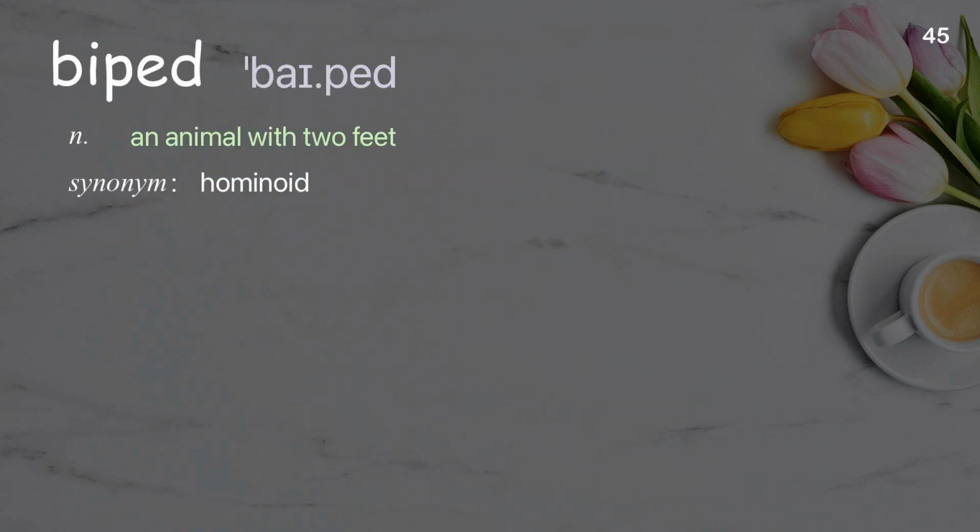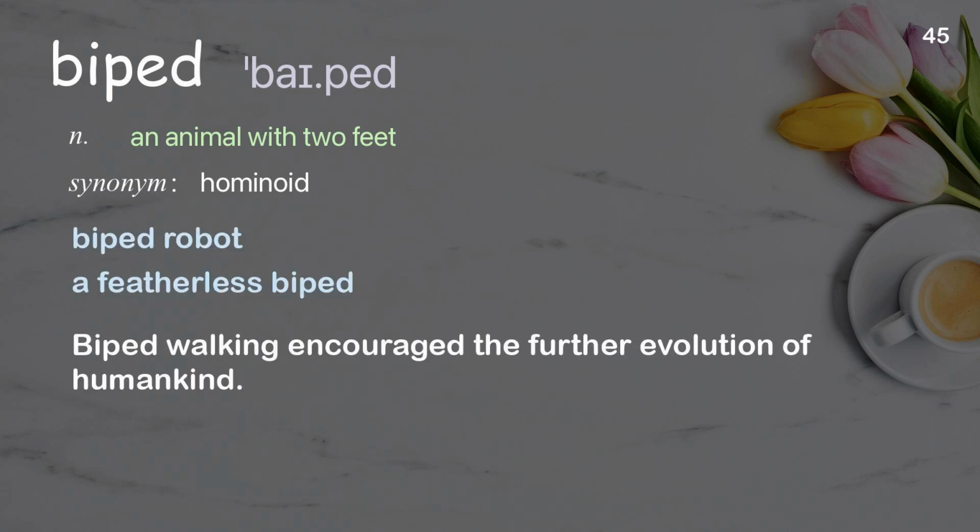Biped. An animal with two feet. Examples: Biped robot. A featherless biped. Biped walking encouraged the further evolution of humankind.